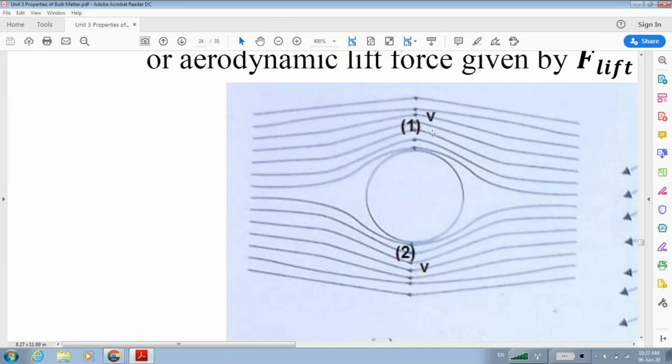So if you consider the velocity of the streamlines closer to the ball moving without spinning, the velocities of the streamlines are the same on the upper side as well as the bottom side of the ball which is not spinning.